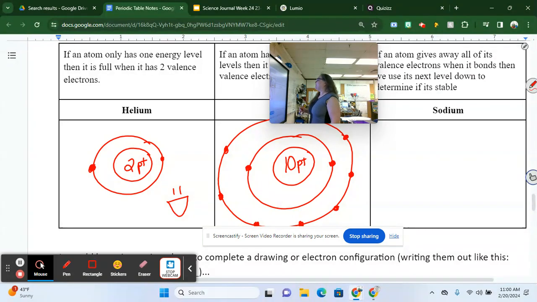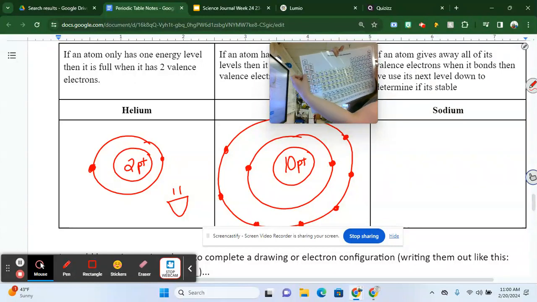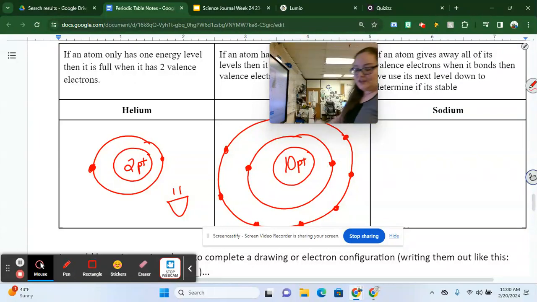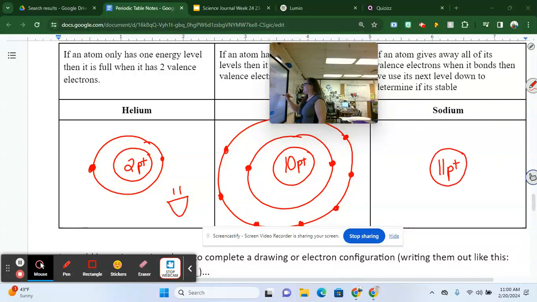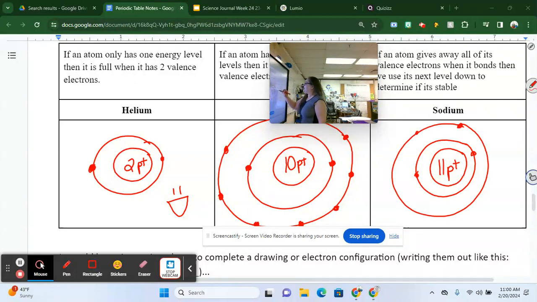Okay, sodium. Sodium is an alkali. So sodium is here in family 1. So there's sodium, Na, in family 1. So that means it has 1 valence electron. Well, it very much wants to get rid of that valence electron. So it has 2 here on the energy level, and then 8 here, 3, 4, 5, 6, 7, 8.